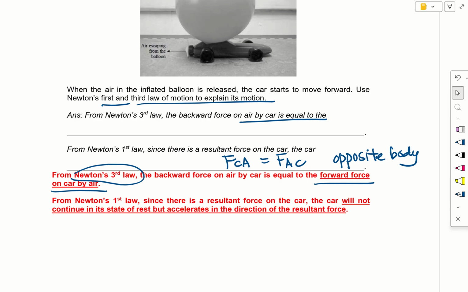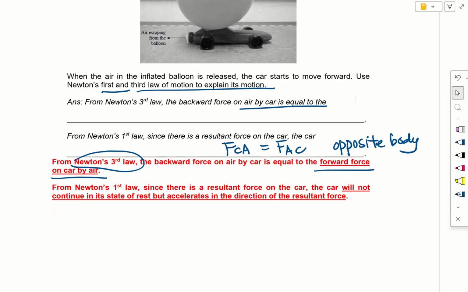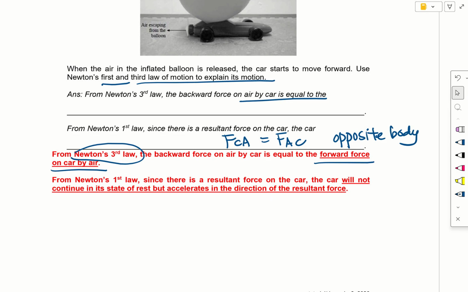Then on Newton's first law, why is there a resultant force? Since there's a resultant force, the car will not continue in its state of rest, but it accelerates in the direction of the resultant force.